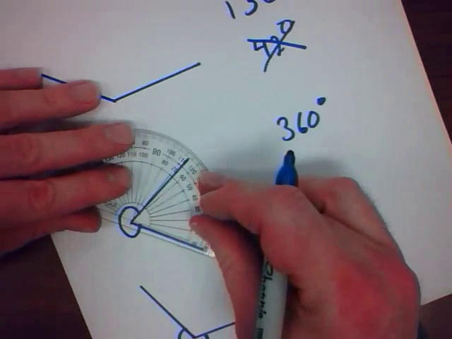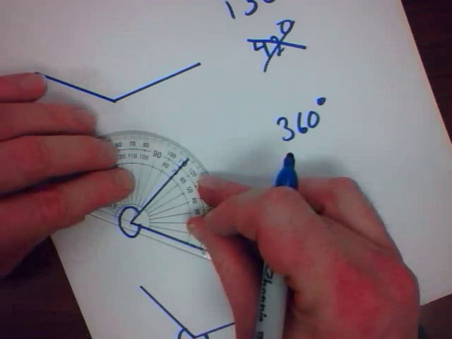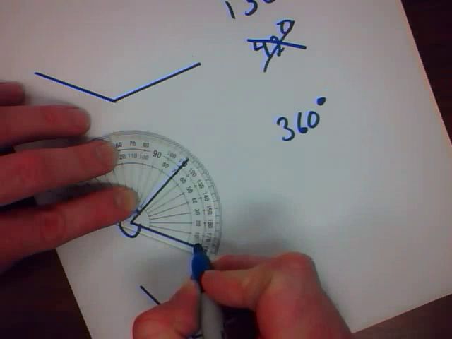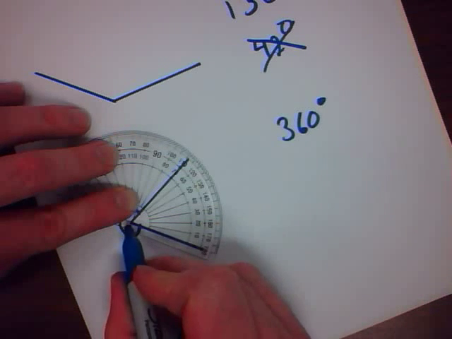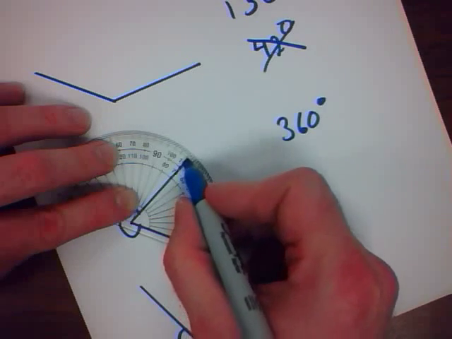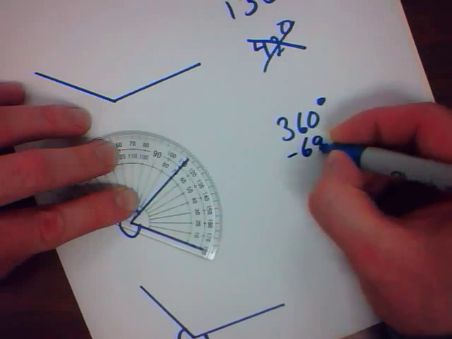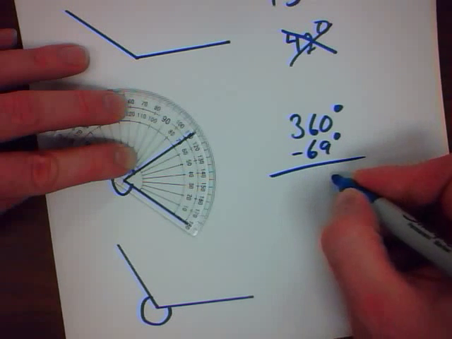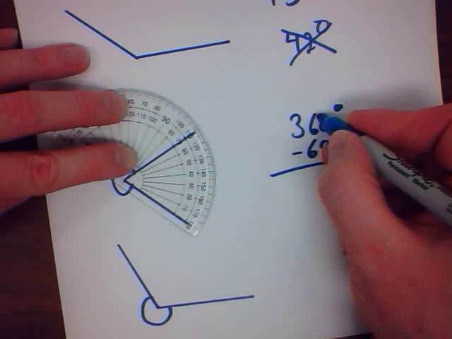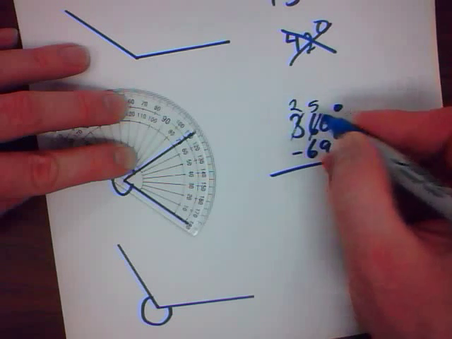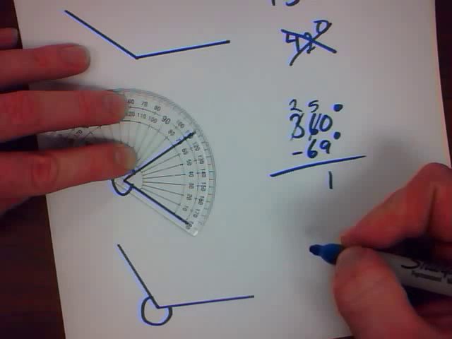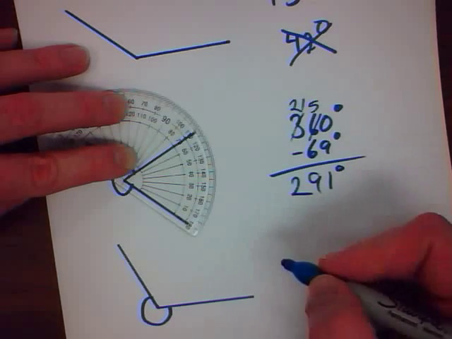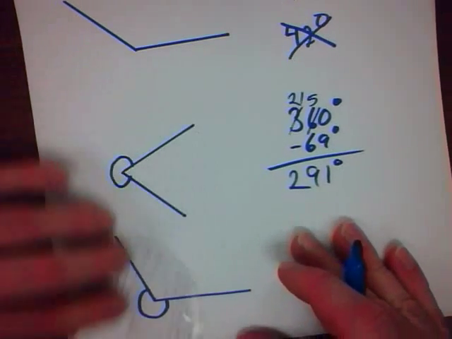So once again, I line up my protractor, and I happen to be right-handed, so I always favor using the right-hand side. Somebody else might do something different. 0. This looks like 69 degrees. And I subtract, and I will end up with 291 degrees. I'm having a little difficulty subtracting today.